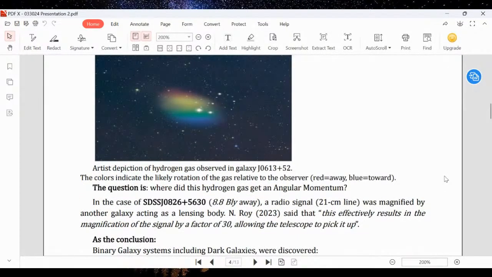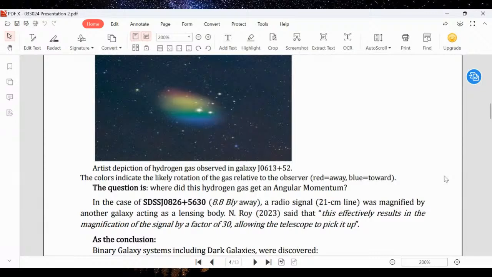This is an artist's depiction of hydrogen gas observed in galaxy G0613+52. The colors indicate the likely rotation of the gas relative to the observer: red away, blue toward. The question is, where did this hydrogen gas get its angular momentum?